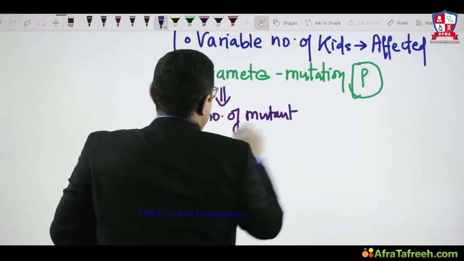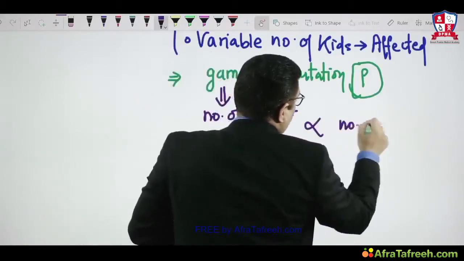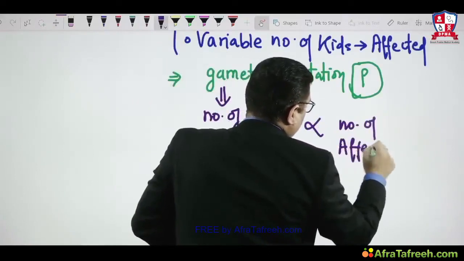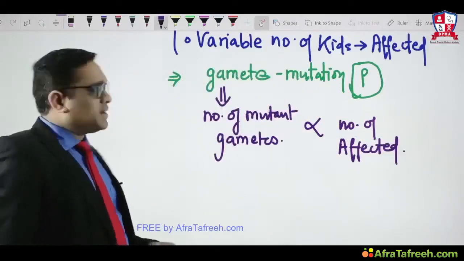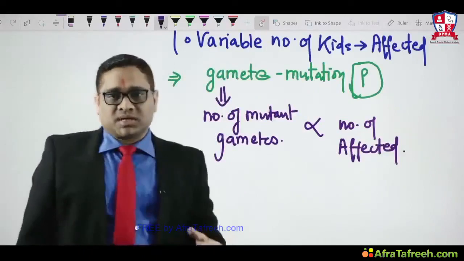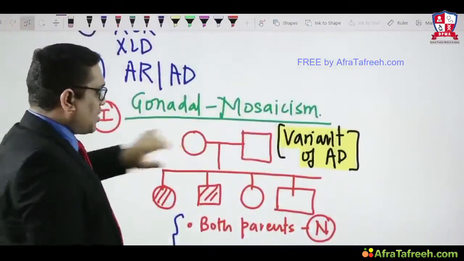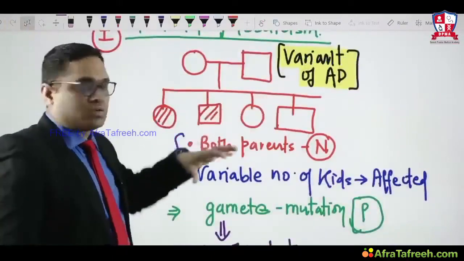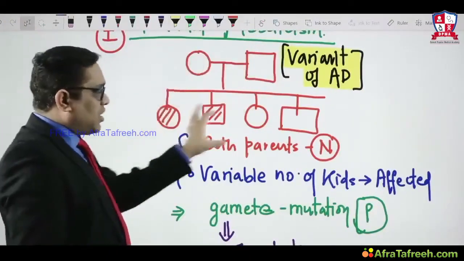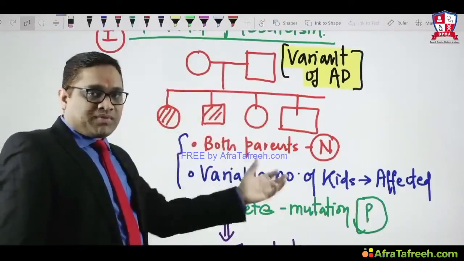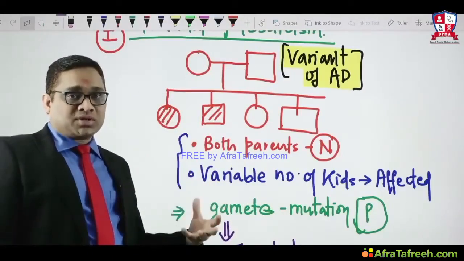So number of mutant gametes will be proportional to the number of affected kids, right? So that is how we can understand this gonadal mosaicism. Whenever you see a pedigree in your exam and the examiner is telling that both parents are normal, variable number of kids are affected, you must understand gamete mutation is there, and the number of mutant gametes will decide how many kids will be affected in the next generation. So this is a clear-cut picture of gonadal mosaicism because of the gamete mutation in the gonads.